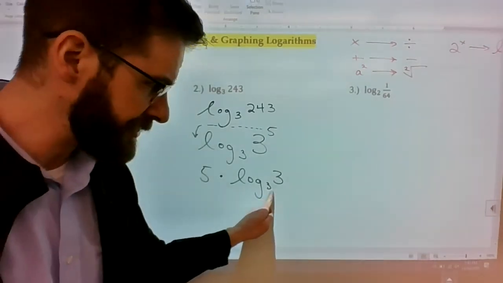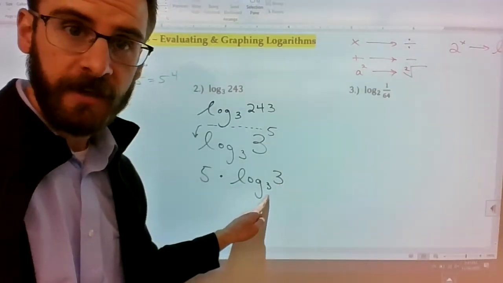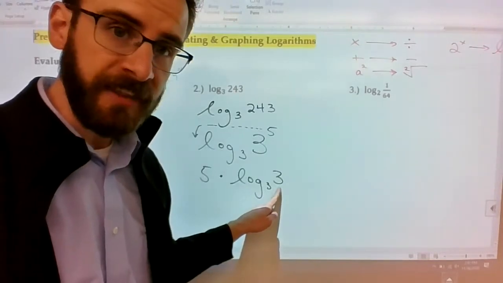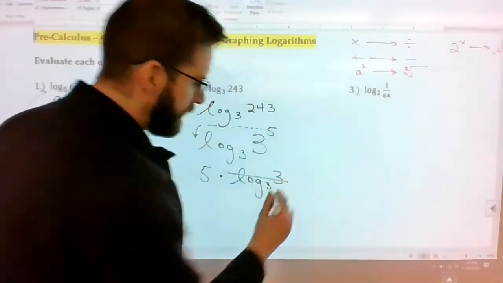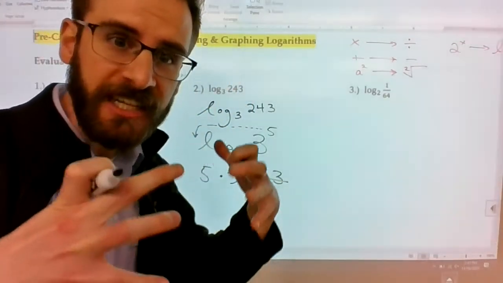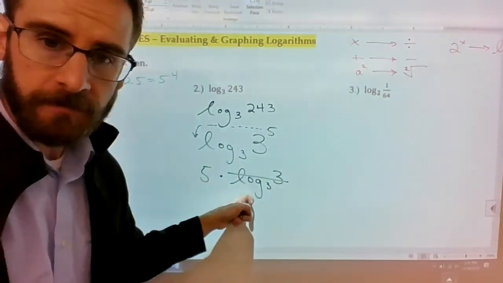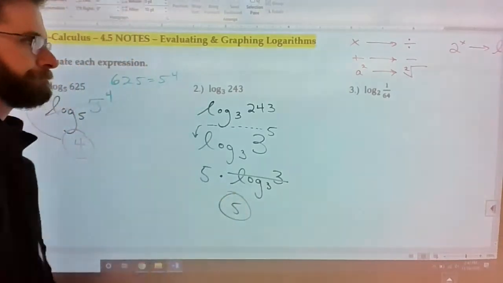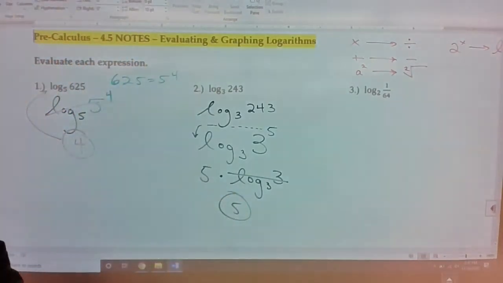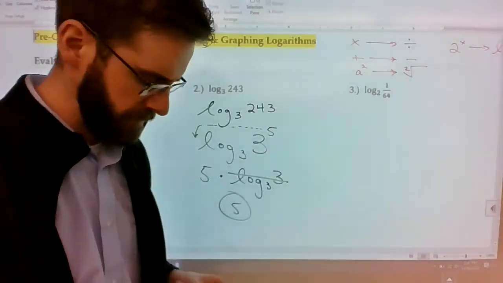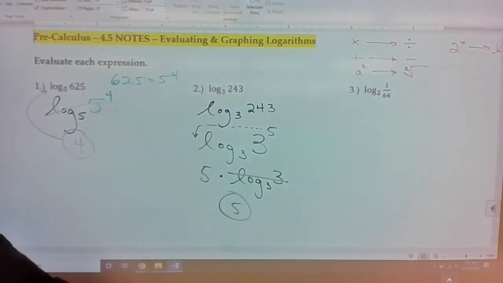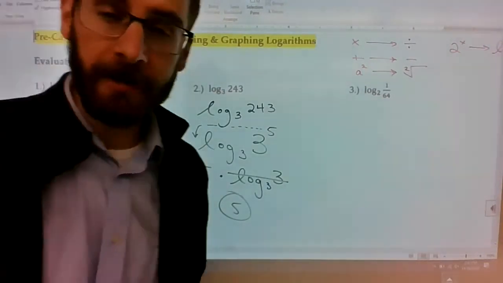And when the base of the log matches the base of the exponential, they basically inverse each other out, leaving you with 1. So 5 times 1, 5. Try number 3 on your own. All right, let's see what you got.